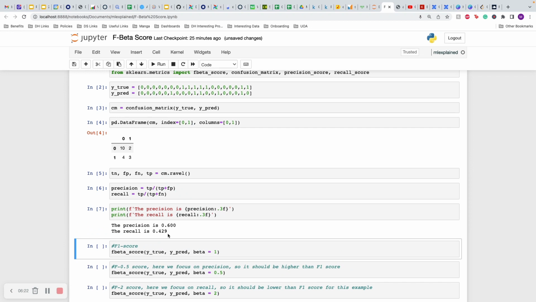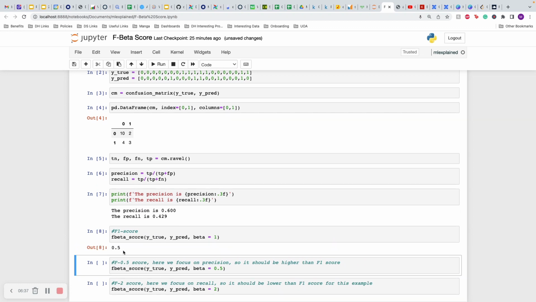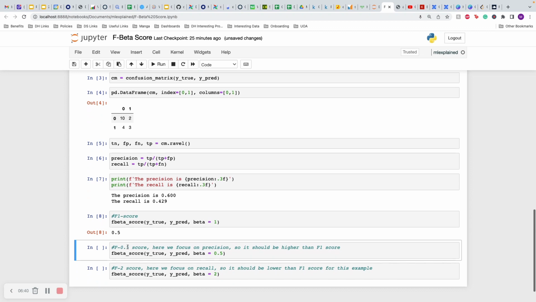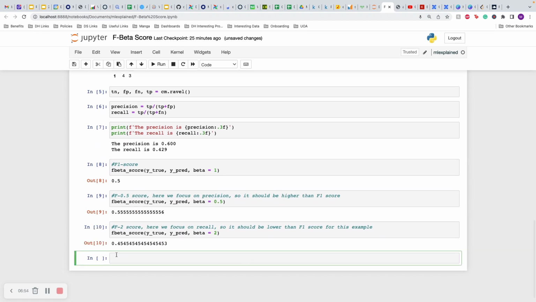So that means F0.5 should have a higher value than F2, and F0.5 should also have a higher value than F1, because the precision value is higher in this case. Had the recall been higher, it would have been the opposite. So we calculate the F1 score, which comes out to be exactly 0.5. Now the F0.5 score will be higher because remember our precision is higher for this example. Similarly, if we calculate the F2 score, it should be lower because remember the recall is lower in this scenario. And as you can see, the F2 score is lower in this example, with the F1 score being in the middle, the F0.5 being higher, and F2 being 0.45.